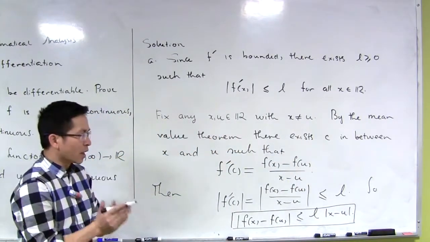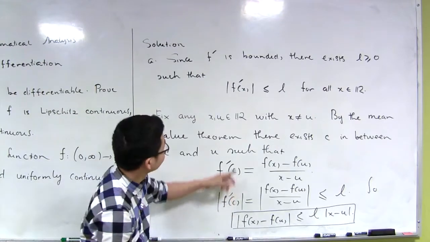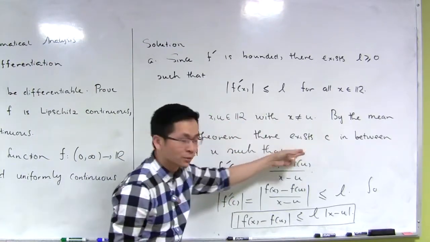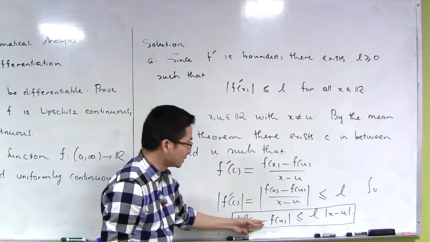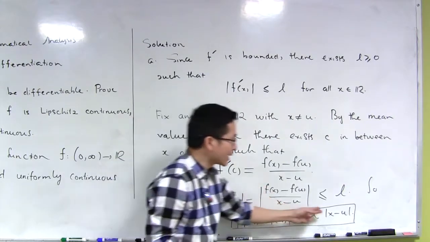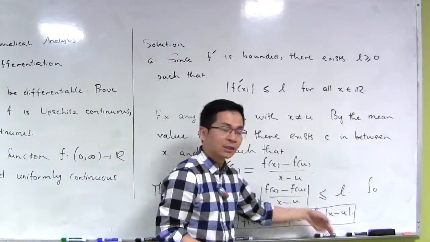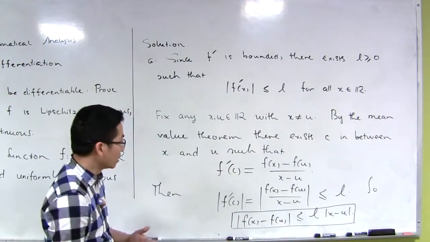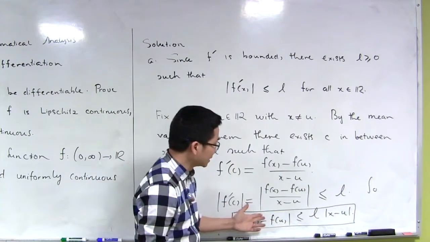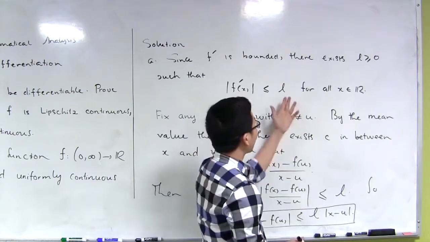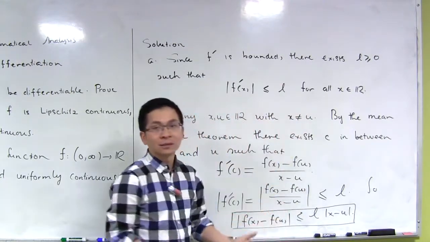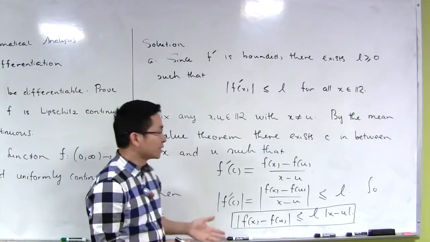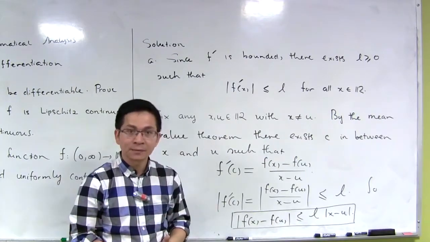Now, note also that in the case where x is equal to u, the left hand side is 0 and the right hand side is also 0. So this inequality is also satisfied. Therefore, this inequality is satisfied for all x and u in R. By the definition, f is Lipschitz continuous.